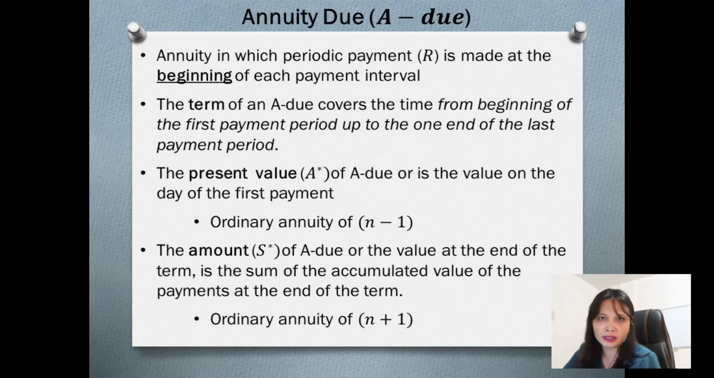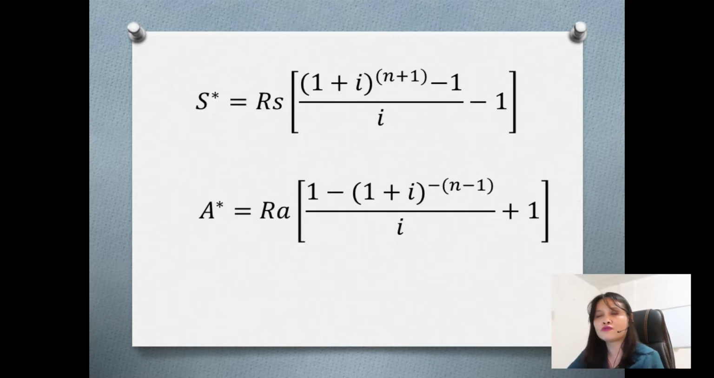So what's the formula? The formula in solving for the amount of an annuity due would be this one, and in solving for the present value of an annuity due, that will be the second formula. So take note of that. The first formula deals with amount, and the second formula deals with present value. Why is there an asterisk? The asterisk indicates that this involves an annuity due problem.